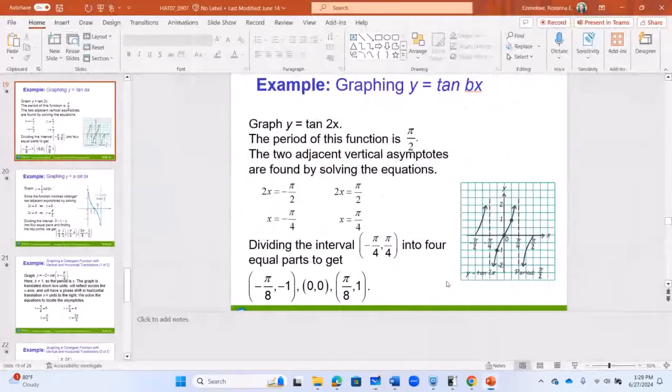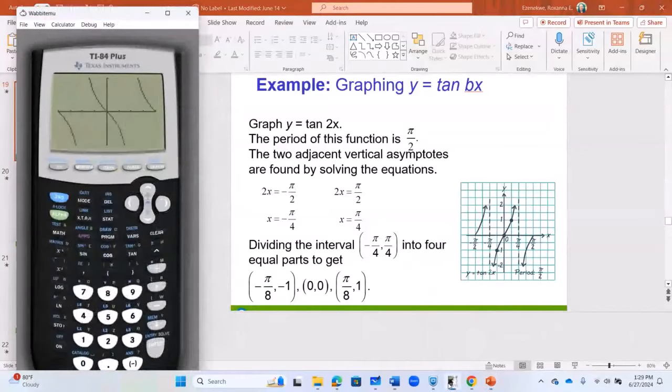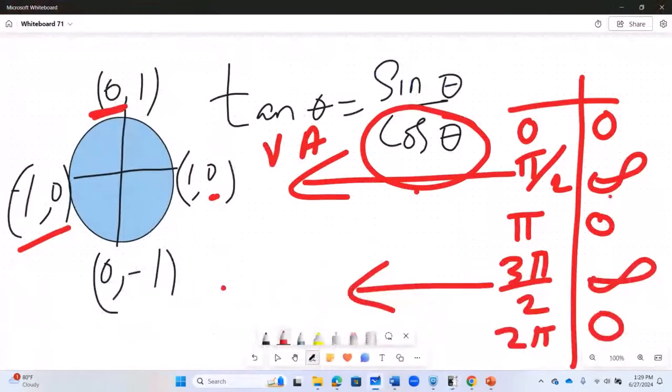So let's go to simple trig ratios. Actually, let me go back. I didn't talk about cotangent. So now these are the signs of tangent. Let's go back to the right here. I'm going to make a sketch for cotangent, something like a table of values for cotangent.